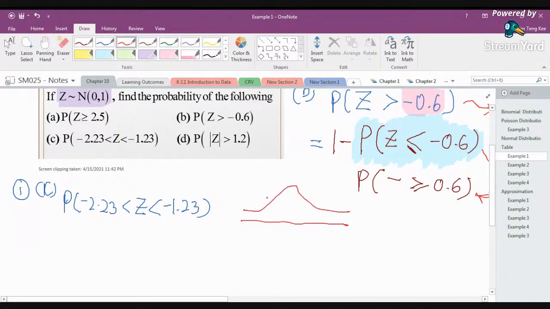This is a bell-shaped diagram, where you find that the middle is 0. Here I have less than 2.23. Here I have negative 1.13. The region happens to be at this part here.